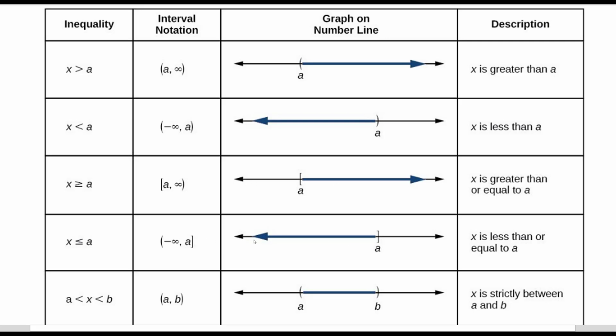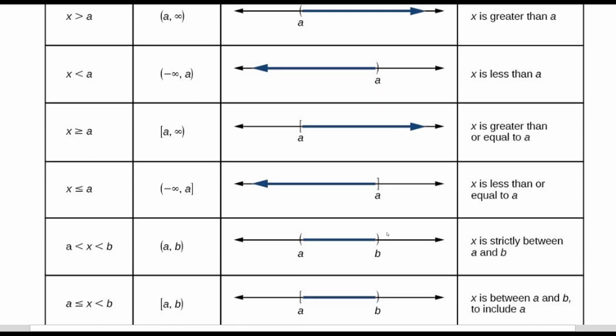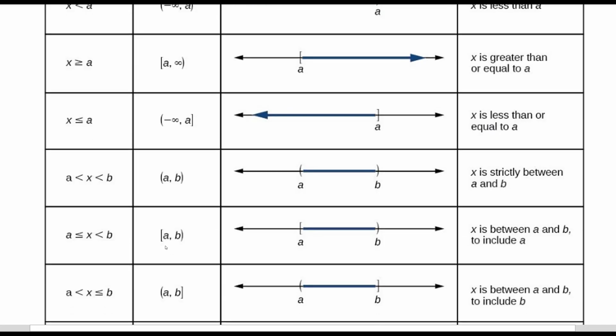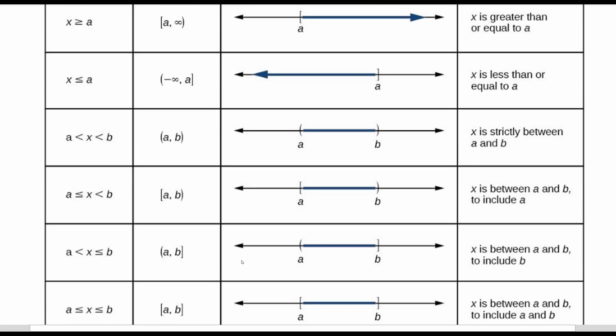So now here we have -infinity to a. So it's inclusive of the a because it has the bracket. Notice over here x is less than or equal to a. Here's a, b, and so it's all the values in between a, b, not inclusive, so it says x is strictly between a and b. Here's a to b, inclusive of the a but not the b, so x is between a and b to include a. Then we have a to b with the parenthesis on the a and a bracket on the b. So x is between a and b to include b.